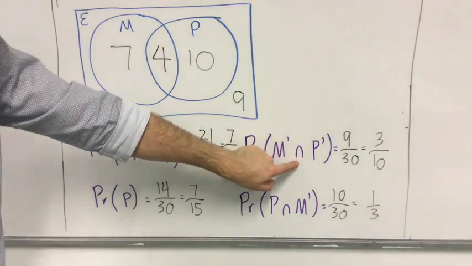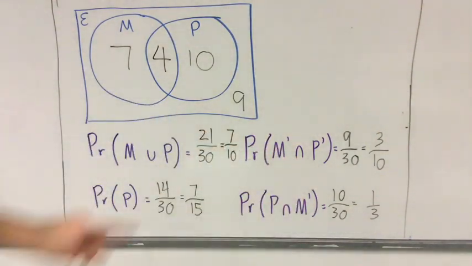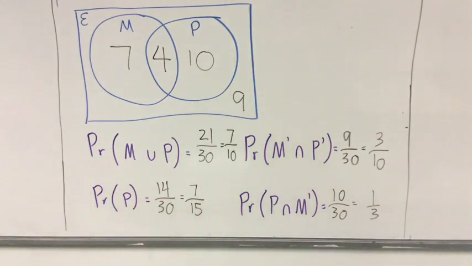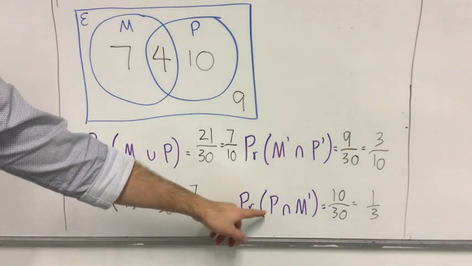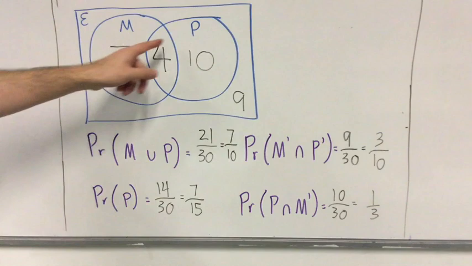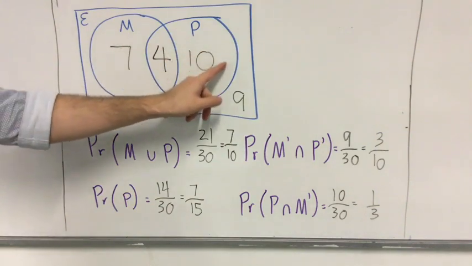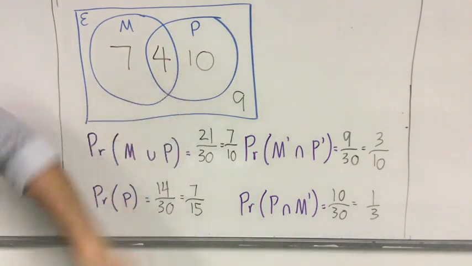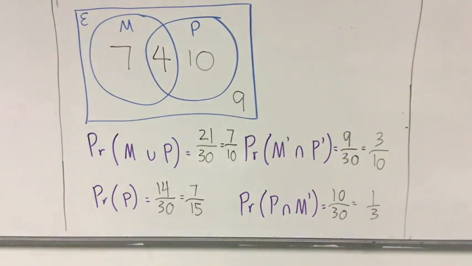Not mushrooms and not pineapple. That means the outside people. Neither. Last one, pineapple and not mushrooms. That's only this circle here. They like pineapple, but they do not like mushrooms. Okay, you can now complete today's questions.